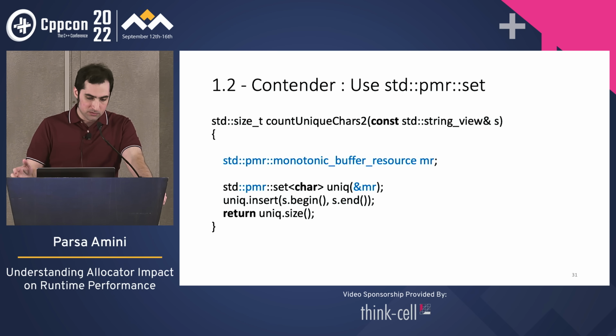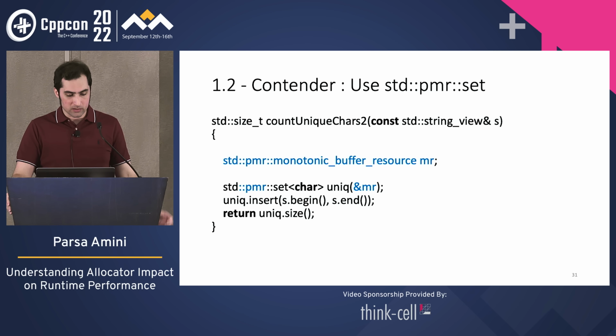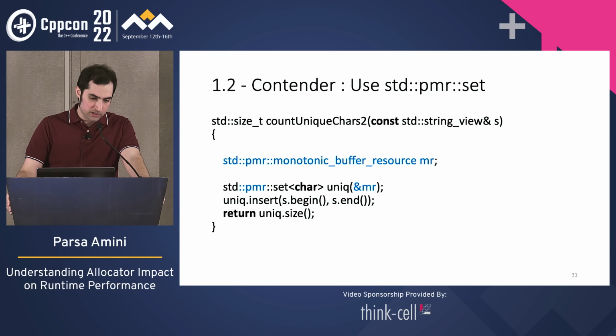instead of using a std set, we use a PMR set, which is just an alias that sets the actual allocator std set is supposed to use. We pass that memory resource, everything else is the same.